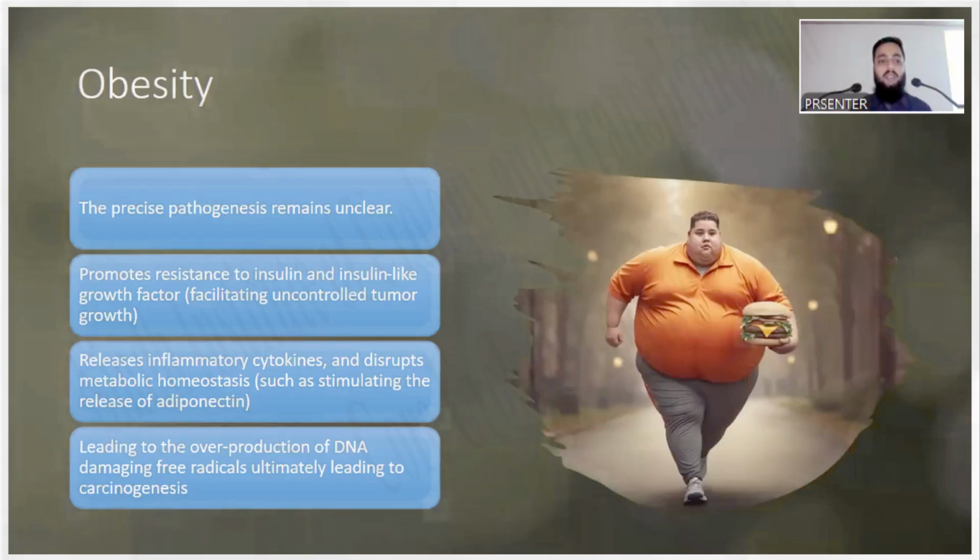Obesity: the precise pathogenesis remains unclear. It promotes resistance to insulin and insulin-like growth factor, facilitating uncontrolled tumor growth, releases inflammatory cytokines and disrupts metabolic homeostasis, such as stimulating the release of adiponectin, leading to the overproduction of DNA-damaging free radicals, ultimately leading to carcinogenesis.